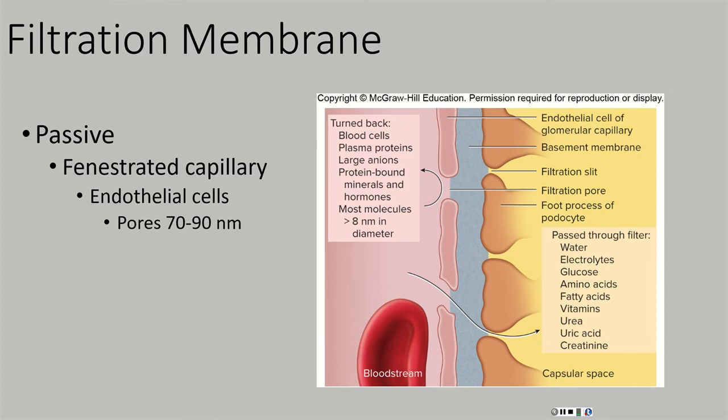Now, what is the filtration membrane? It is the wall of the capillary. Remember, capillaries are a single layer, simple squamous epithelium. And the podocytes, which we'll see in just a moment. These are special cells that surround the cells that make up the glomerulus. And then we have this membrane here in between them made up of special proteins and carbohydrates.